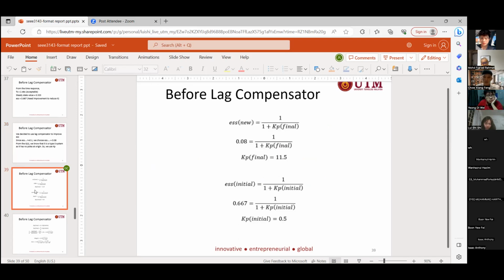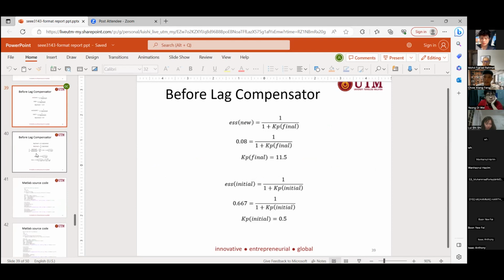From research on the internet, since this question says we have to use the root locus method, we found some information online. This is the manual calculation. At first, we didn't determine the final value first. Based on the ESS formula, we get Kp final equal to 11.5, and also the initial value. We use the ESS to find these two different values.